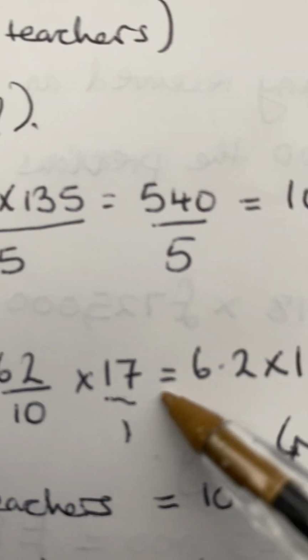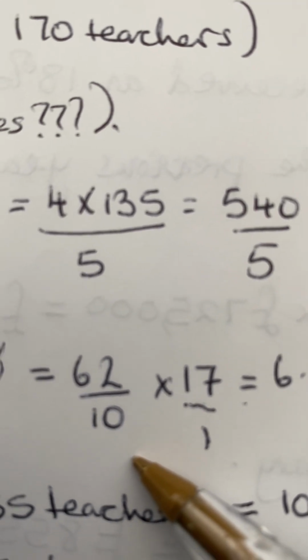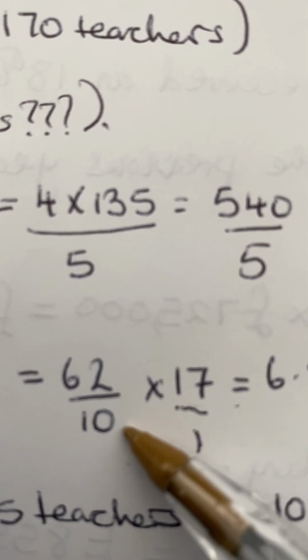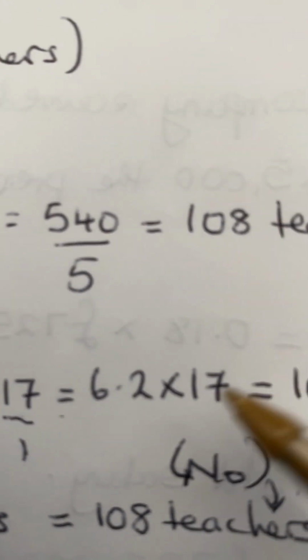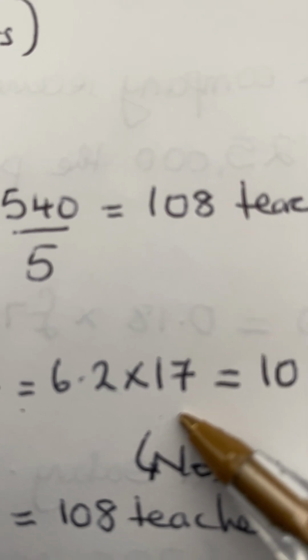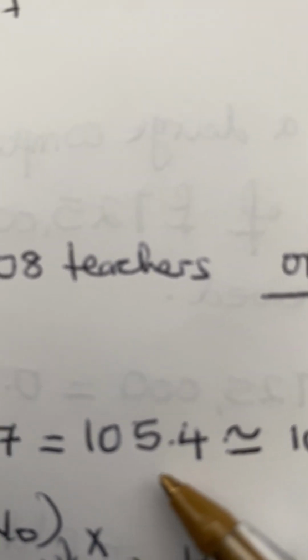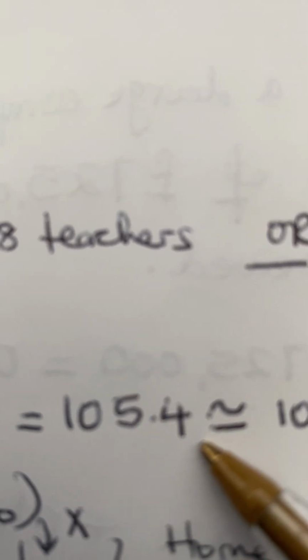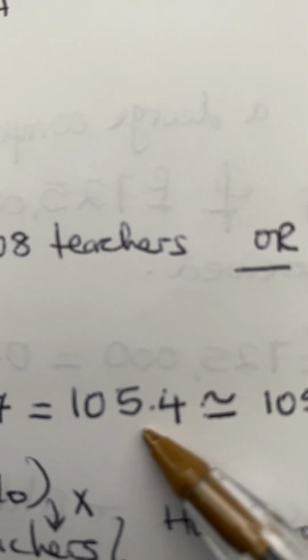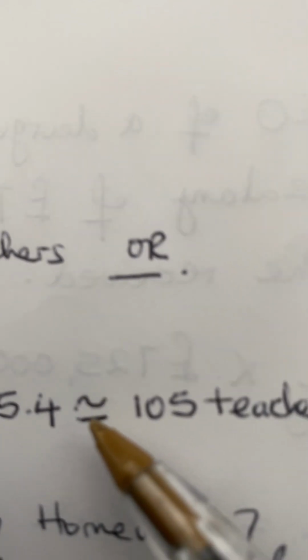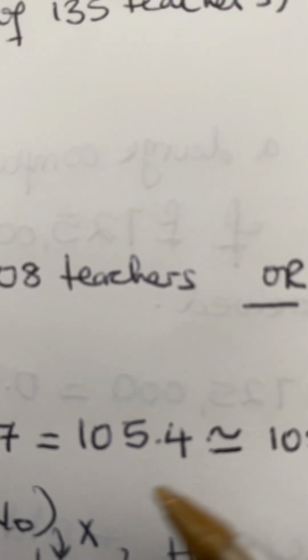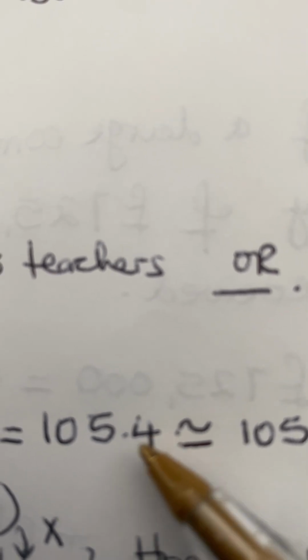So you can do 62 times 17 and then divide by 10 on the calculator, or powers of 10 again. Since we have a 0, we can do 6.2 times 17. Okay, and on the calculator you have 105.4. Now teachers are full human beings. You can't have 105.4 teachers. So here again, you remember approximation. So since 4 here is less than 5, I'm going to approximate it to 105 teachers.